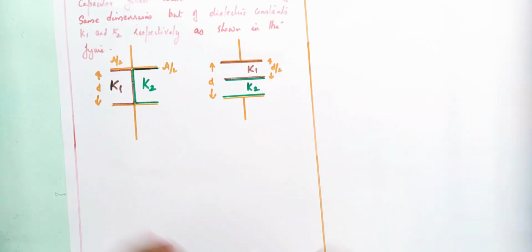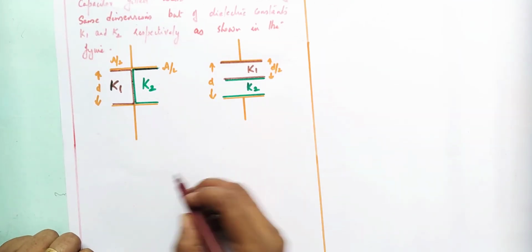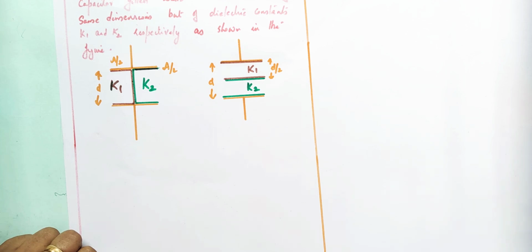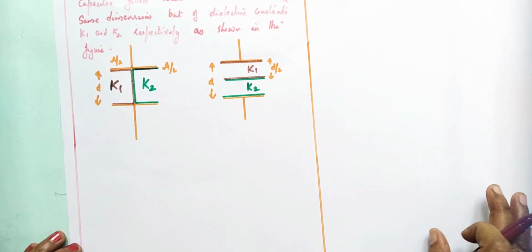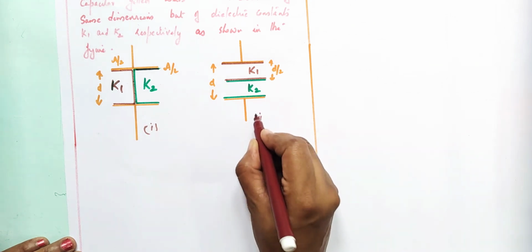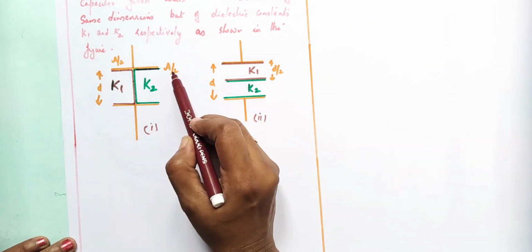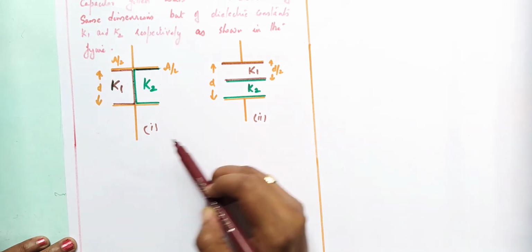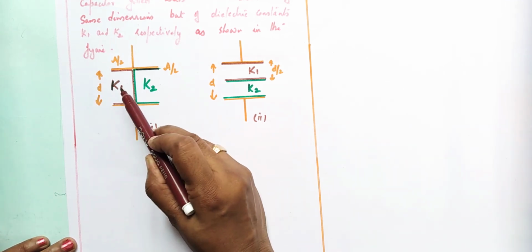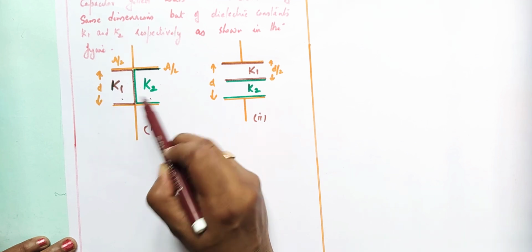Right. So we have the general formula. What is the general formula for capacitance? A epsilon 0 divided by D. With air as the dielectric, capacitance is given by A epsilon 0 divided by D. So in the first case, the separation remains the same and the area divides.